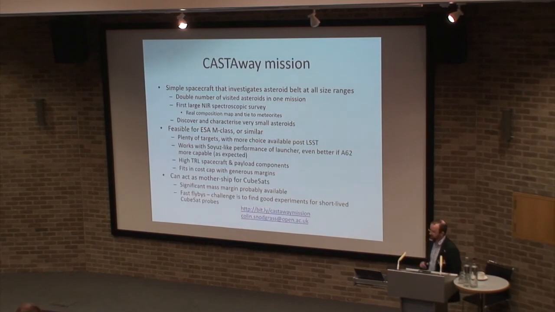So, in conclusion then, CASTAway, the whole idea with this is it's a very simple spacecraft that allows you to fully explore the asteroid belt and do a lot of interesting asteroid science, but is quite efficient and quite cheap by M-class standards, and it is feasible for that sort of size mission with very generous margins, especially on mass margin, so there is potential to take a bunch of CubeSats and do some more fun things with it.